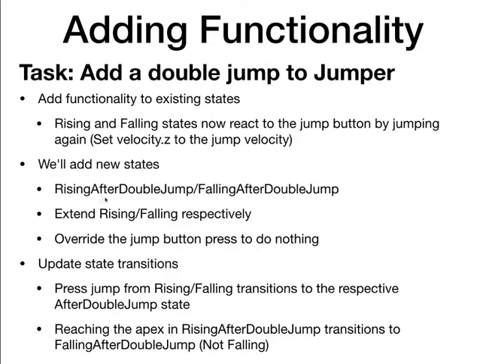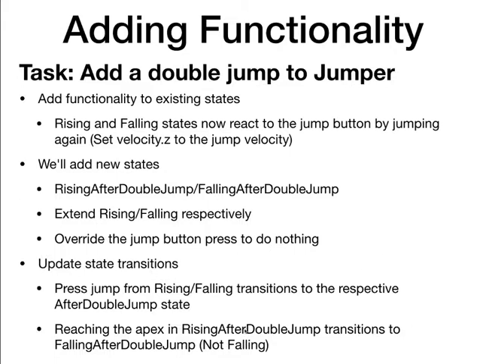And we'll add a few more states. Since we have different states you can be in, you can either be rising after a double jump or falling after a double jump, where the jump should be disabled. We have different functionality for the jump button, so we're going to add 2 new states for this, whether we're rising or falling after the jump button was pressed. And then these states, we're just going to extend, so rising after double jump just extends rising. We already have all the functionality we need. We're just going to extend rising and disable the jump button. So these states are very simple. We're just going to extend the existing functionality and have the jump button do nothing.